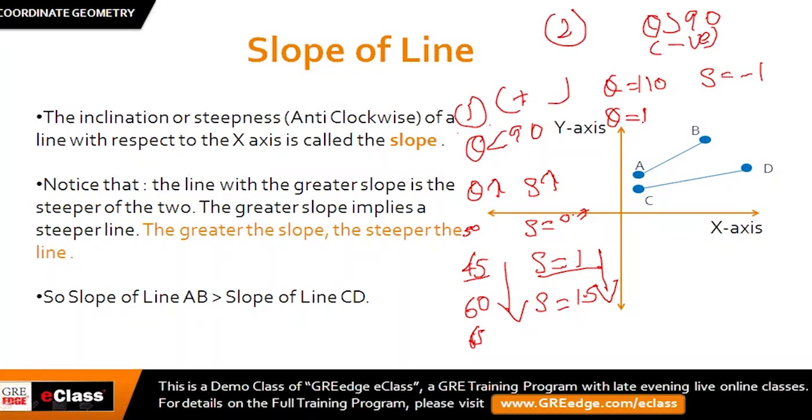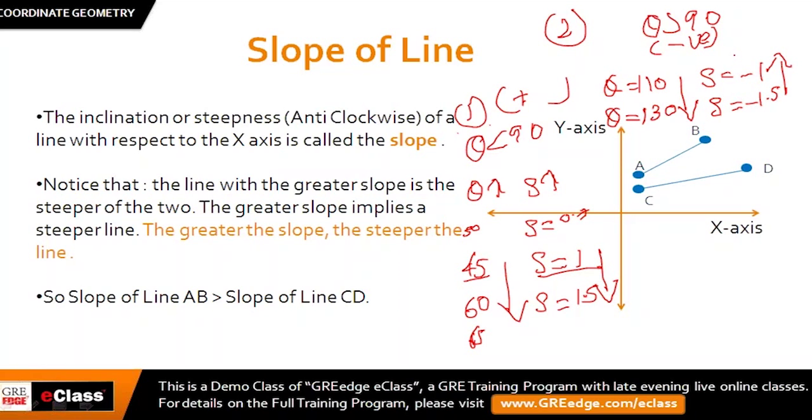For theta equal to 130, what could be the slope? If it is minus 1.5, which one is greater, minus 1 or minus 1.5? Minus 1 is greater than minus 1.5. So in this case, as theta increases, my slope will decrease.